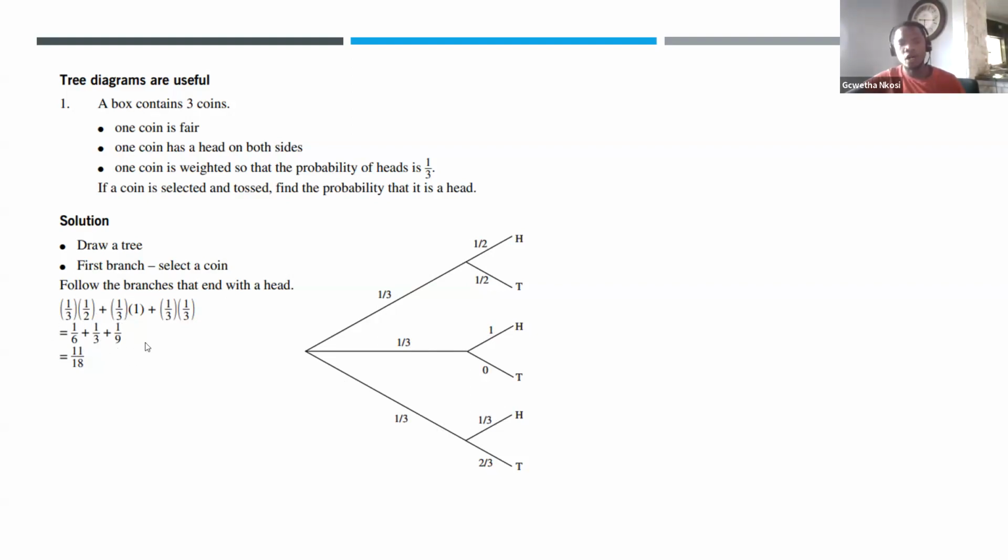So you add all these numbers. The lowest common denominator here is 18. Therefore, you add all of these numbers. We are going to get 11/18. Do you have any question?